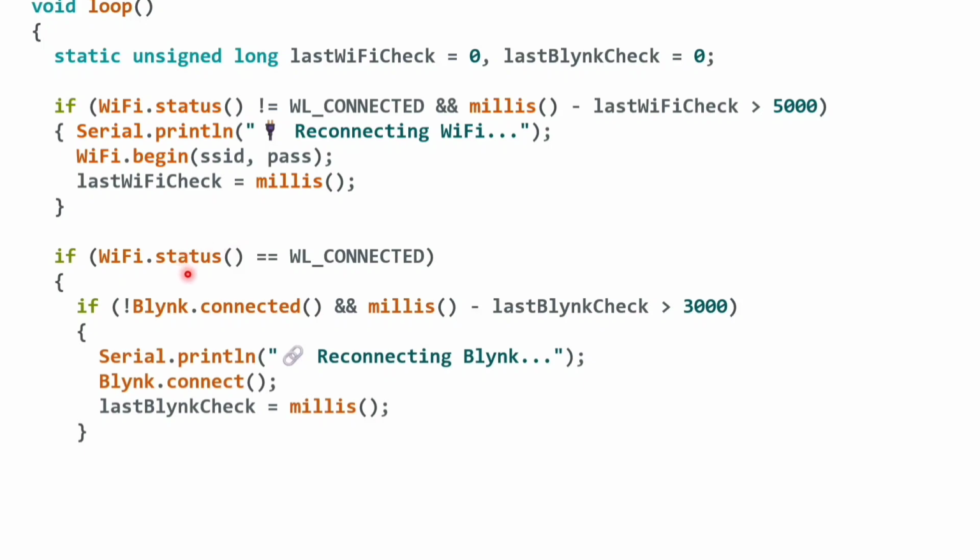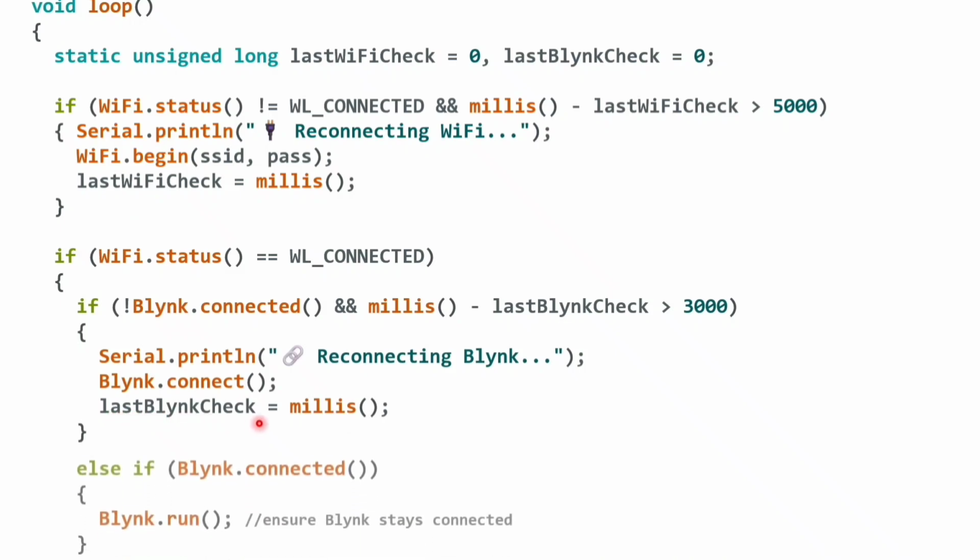Now if the Wi-Fi is connected, okay, then it will check if Blynk is not connected, and if the last blink check time is greater than 3 seconds, it will enter inside the if block. Again, we display reconnecting to Blynk so that we can check what is going on right now. Then Blynk.connect will start connecting with the Blynk server, and once it is connected, we have to catch the current time into the last blink check variable.